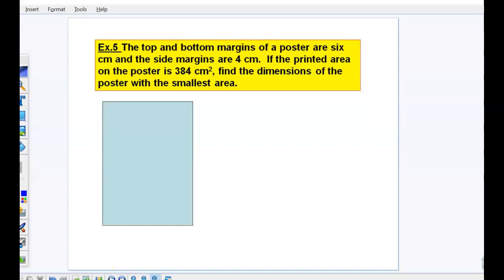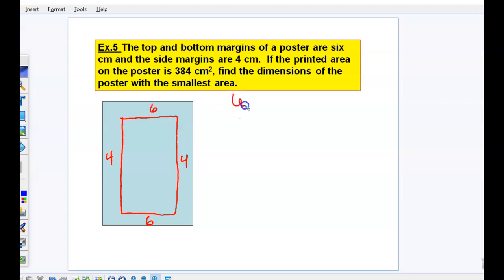And in this one, we're told the top and bottom margins of a poster are 6 centimeters and the side margins are 4 centimeters. If the printed area on the poster is 384 centimeters squared, find the dimensions of the poster with the smallest area. So we have some printed material on this poster, and it tells us that the top and bottom have a margin of 6 centimeters. The side margin is 4 centimeters. And it tells us that the area of the printed part is 384 centimeters squared.